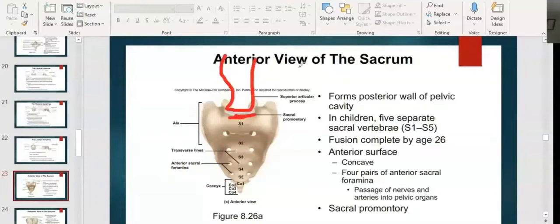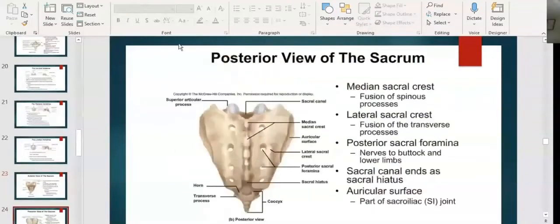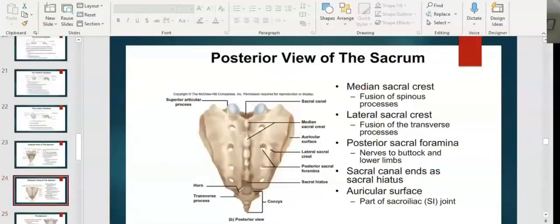In the posterior view of this bone, you also have little holes, but these are the posterior sacral foramina. You have these bumps, which are the sacral median crest. It has a hole right here, which is the sacral canal. And this bone is the coccyx.